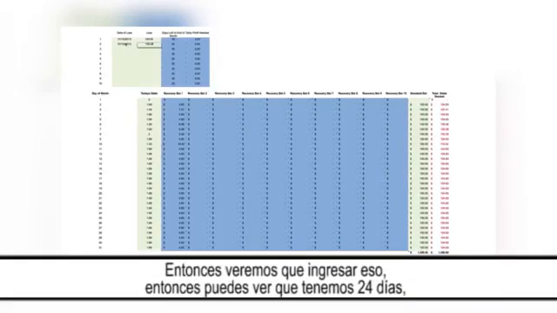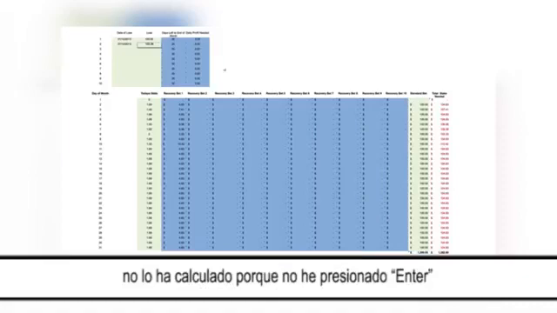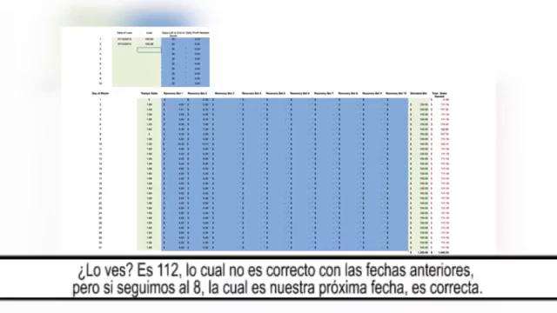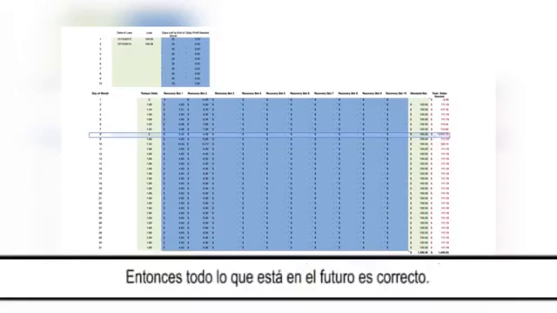So we will look at entering that. You can see we've got 24 months. It hasn't calculated because I haven't hit enter. And if we go over to the 7th, we're still at 105.38. As soon as I hit enter, it will change it. You see that? It's 112, which is inaccurate from previous dates, but moving forward on the 8th, which is our next bet, it is accurate. So everything in the future is accurate.